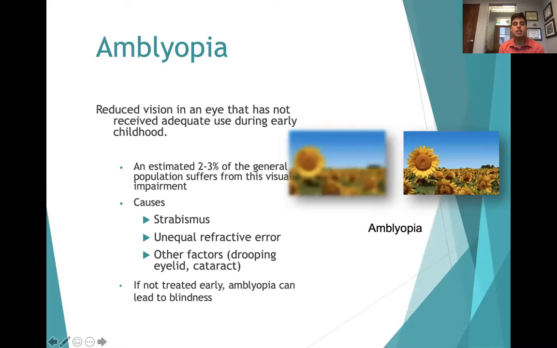Amblyopia. So this was the third specific vision problem on our list. Amblyopia refers to reduced vision in an eye that has not received adequate use during early childhood. An estimated 2 to 3% of the general population suffers from this visual impairment. So the causes of amblyopia are as follows: strabismus, unequal refractive error, or other factors such as drooping eyelids or cataracts. If not treated early, amblyopia can lead to blindness.